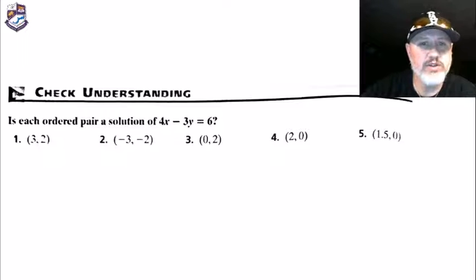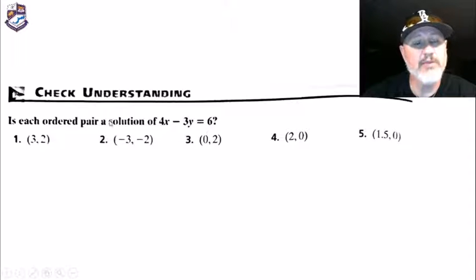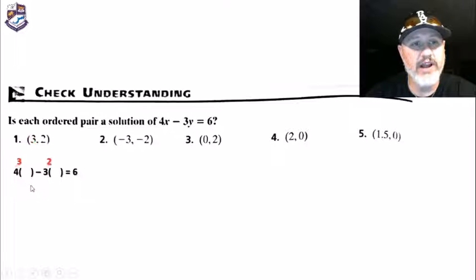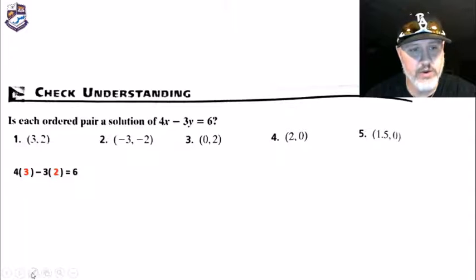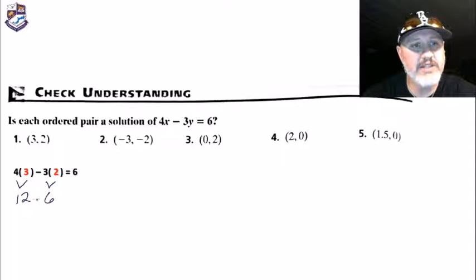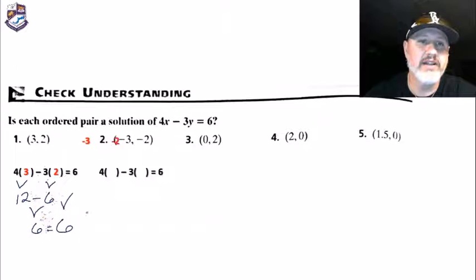Okay, I am going to look at this function right up here, and I'm going to be substituting 3 in for x and 2 in for y. And this is what it's going to look like. 3 in for x and 2 in for y. So let me get my marker here. And 4 times 3 is 12, 3 times 2 is 6, and 12 minus 6 equals 6. That is a good check. All right, let's look at the next one.